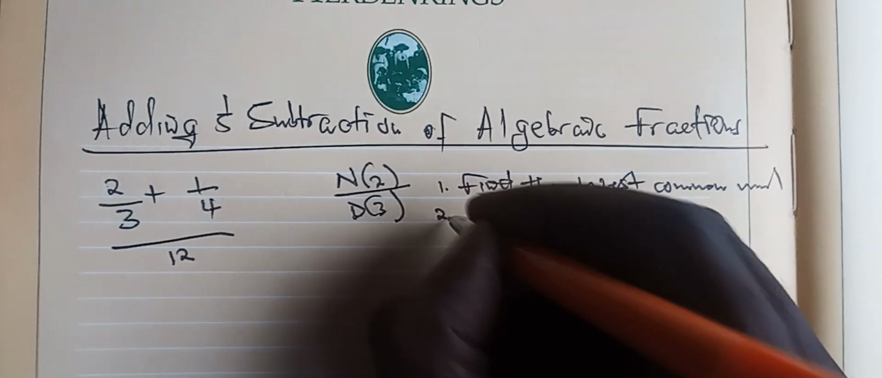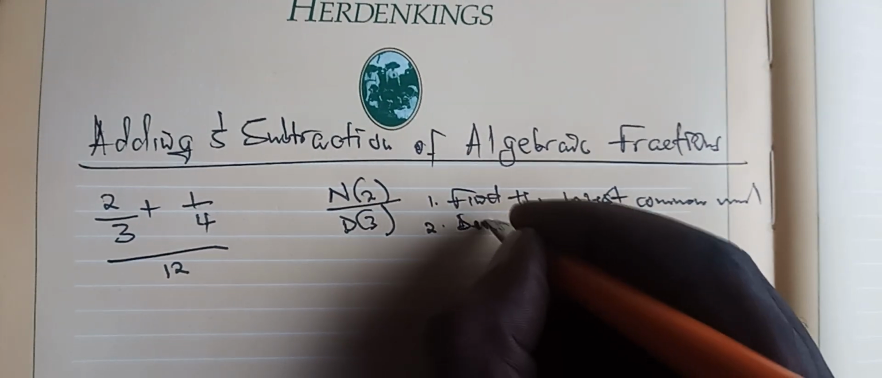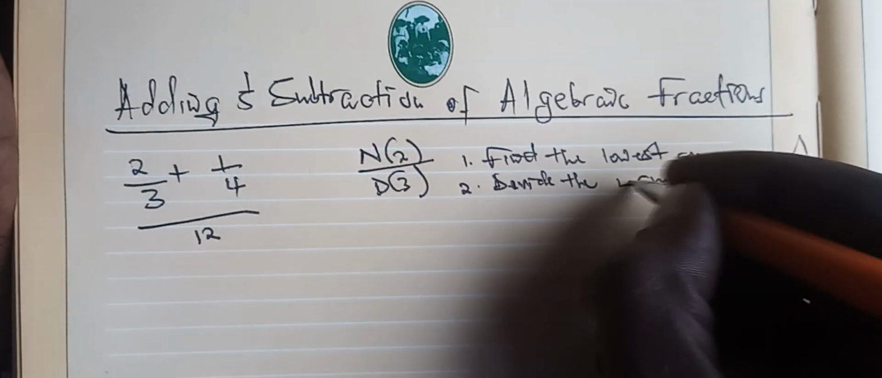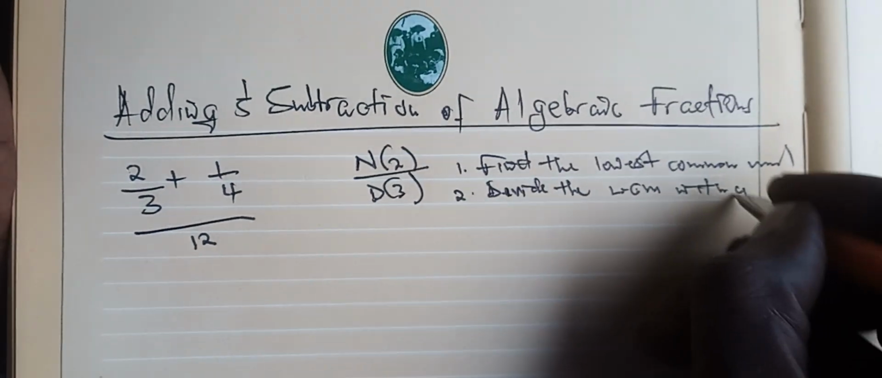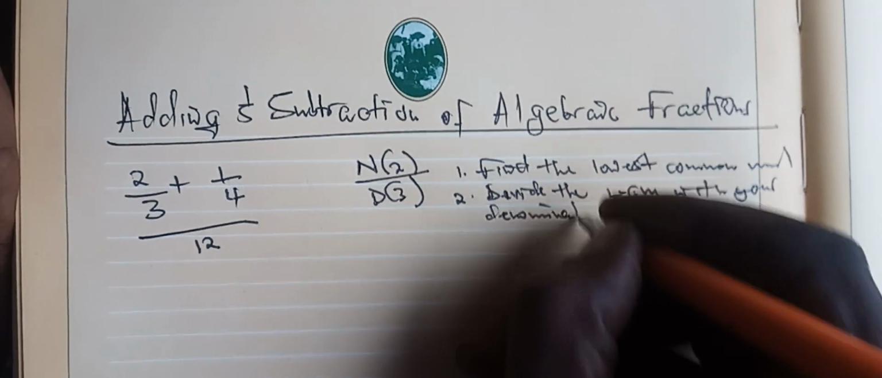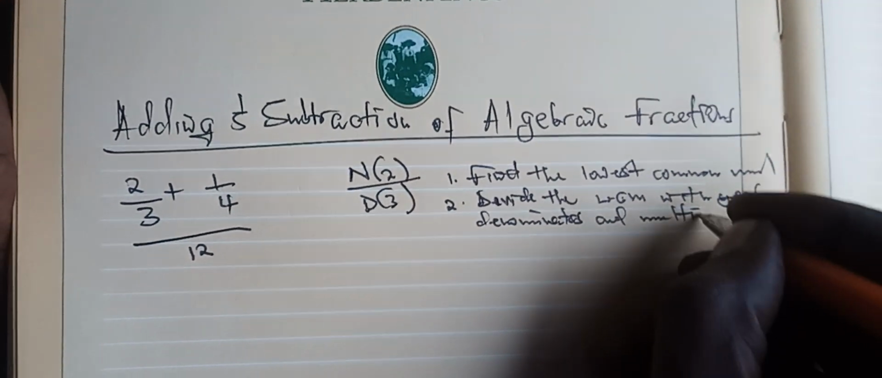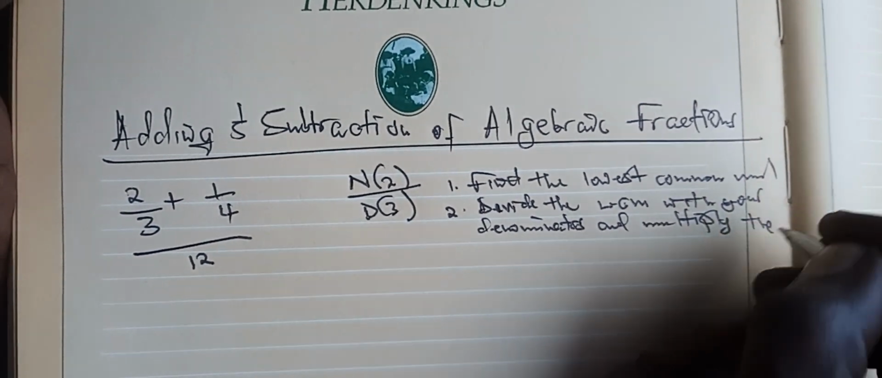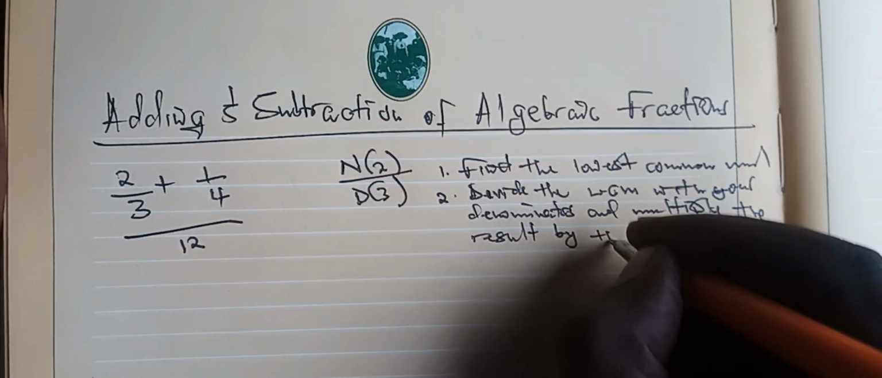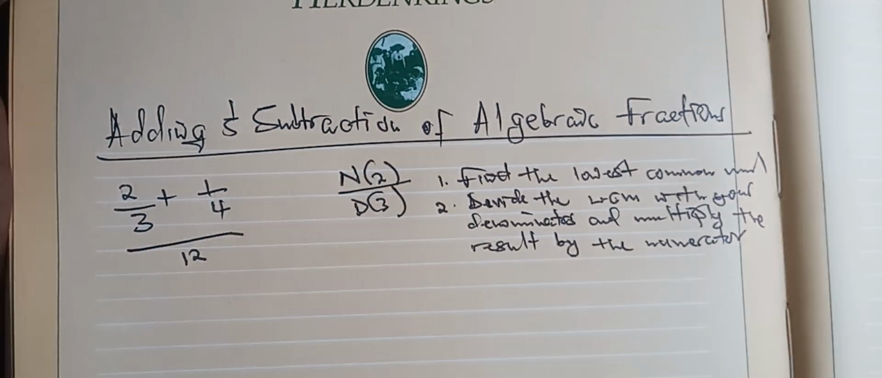And then the second step is to divide the lowest common multiple with your denominators and multiply the result by the numerator. So this is the second procedure.